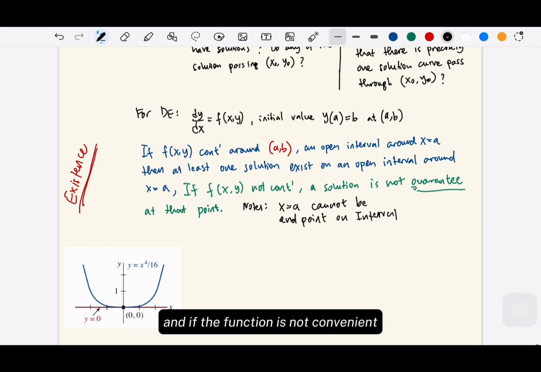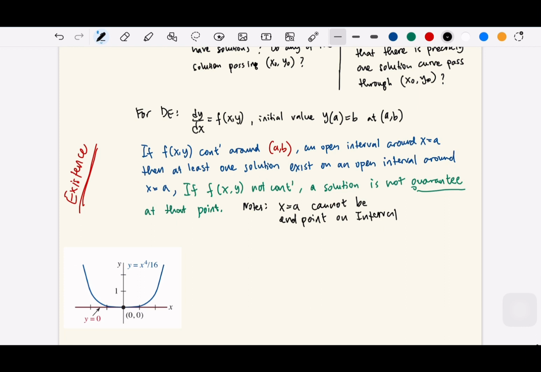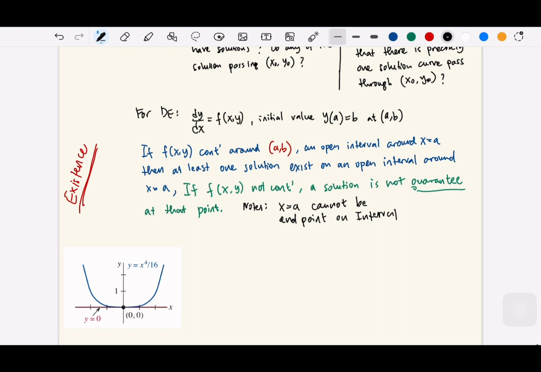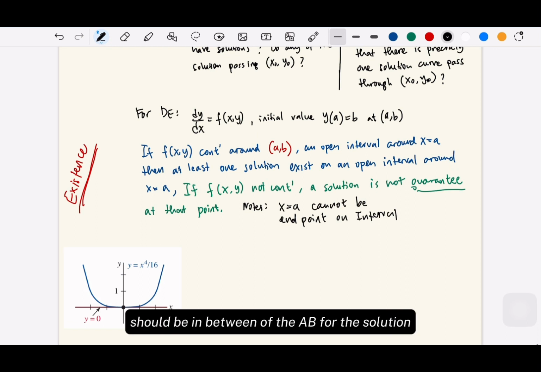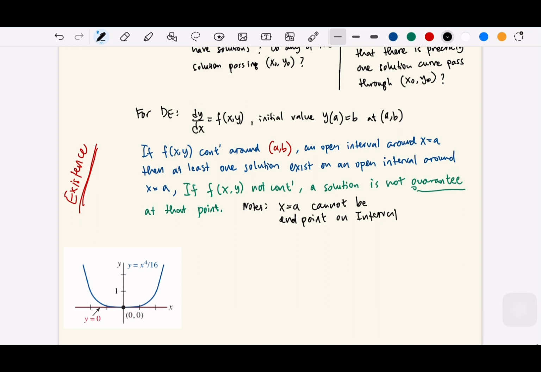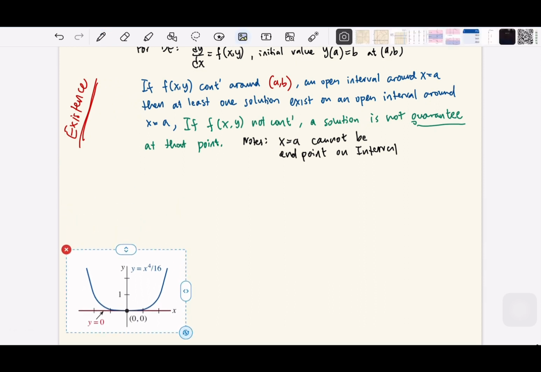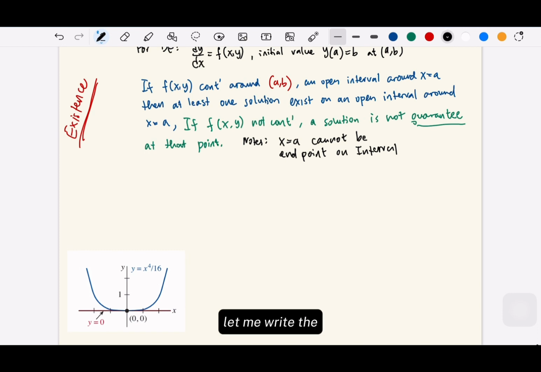And if the function is not continuous, a solution will not be guaranteed at that point. As a note, the endpoint, x equal a mentioned in this interval, can't be the endpoint of the interval itself. So it should be in between a and b for the interval of the solution. Okay, now let me write here. Before I explain this graph, let me write the definition of the uniqueness.